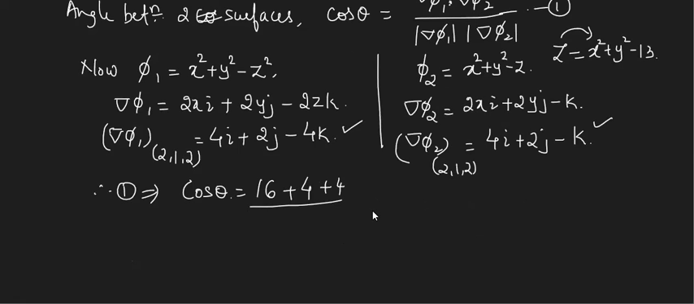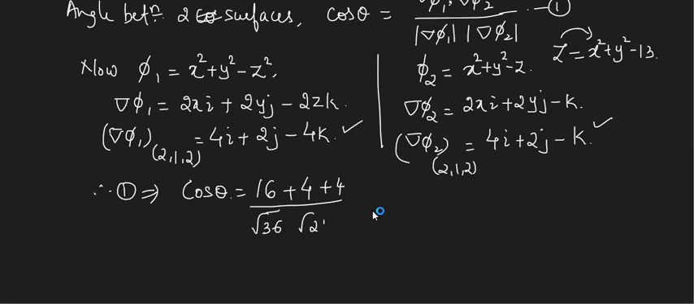Okay. What is the magnitude of del phi 1? Root of 6, ma'am. 16 plus 4 plus 16. How much? Root 36, I guess. What is the magnitude of the second vector? Root 21.